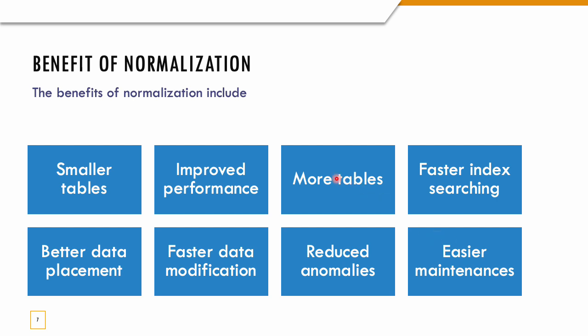And for more tables, we need to split original tables, which results in more tables, right? So more clustered indexes provide flexibility in tuning the queries. It's also faster index searching. The indexes are narrower and shorter, so it will make the search quicker than before. It's also better data placement. More tables allow you to have better control of data placement using segmentation.